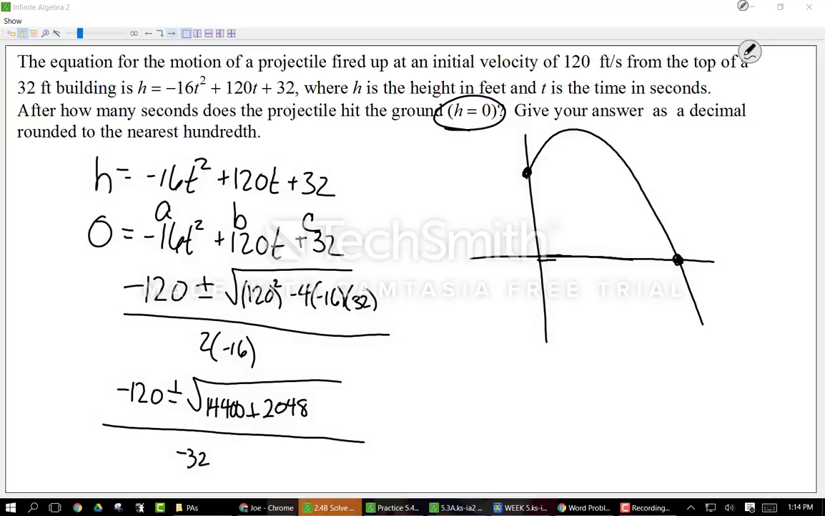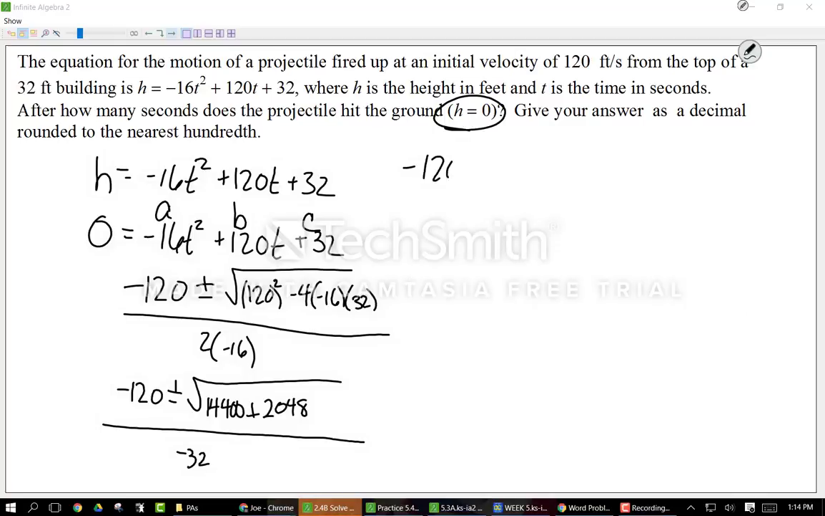Okay, I'm going to erase the graph a little bit so I have a little more room to work here. So I get -120 plus or minus the square root. Now let's add 14,400 to 2,048, and I get 16,448 over -32. Now, there's a couple different ways of doing this.